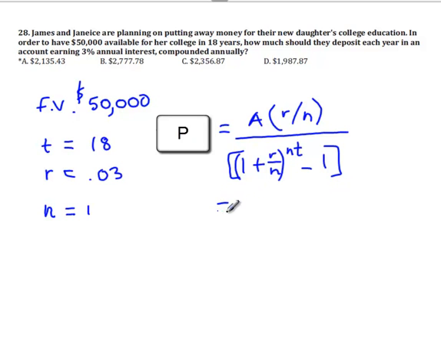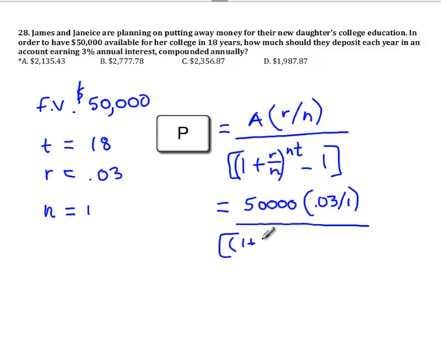So we'll put in the amounts that we know. 50,000. Our rate is 0.03. Now our n happens to be 1, so you really don't have to write the 1, but I think it's good practice just to do this, because maybe you're going to make deposits more than once per year and you're going to have to enter that n number. So this would be 0.03 over 1 to the n times t. Remember to put this in parentheses. If it was anything other than 1, you really would have to be careful about that. 1 times 18, subtract 1.